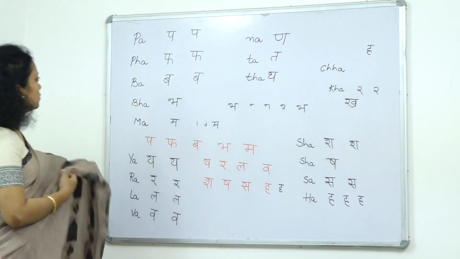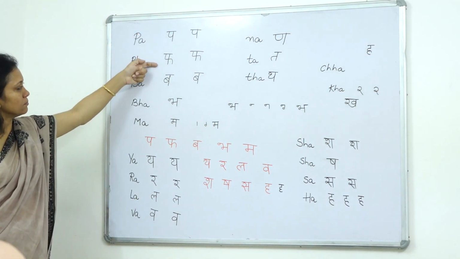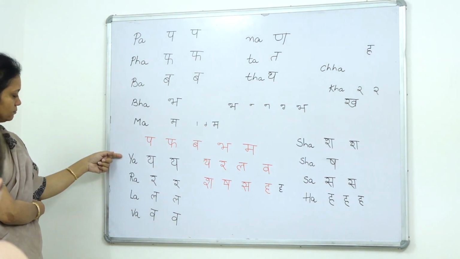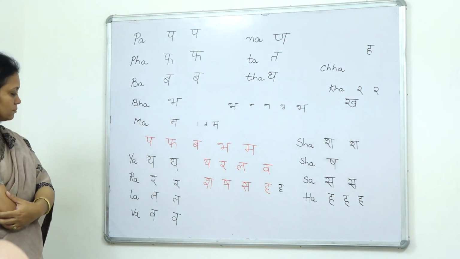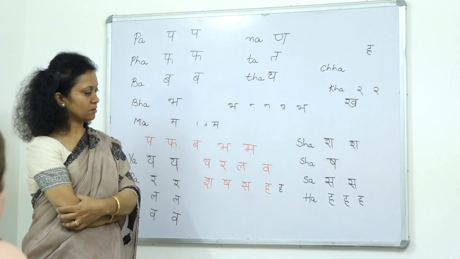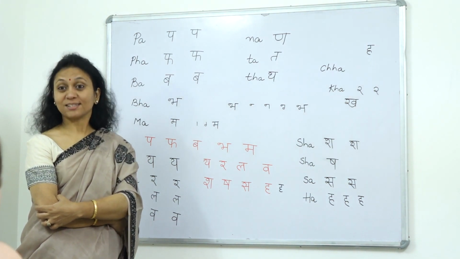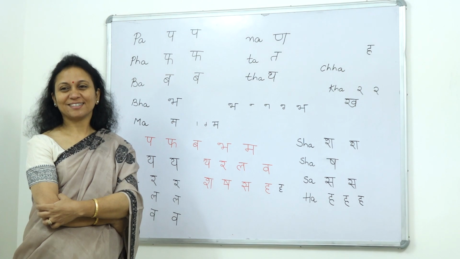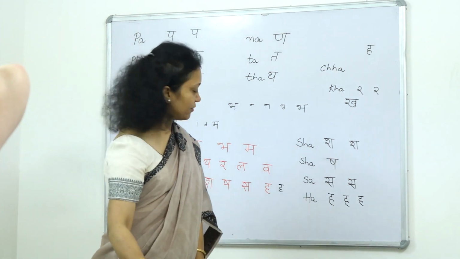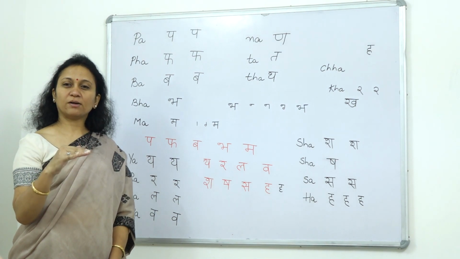Okay. So just say the ones that we've done today. So start from here. H, H, B, B, M, Y, R, L, V, Sh, Sh, S, H. Very nice. Perfect. These are easier to say than yesterday. Yes, absolutely. Maybe not to write, but to say. Yes, absolutely. I agree.